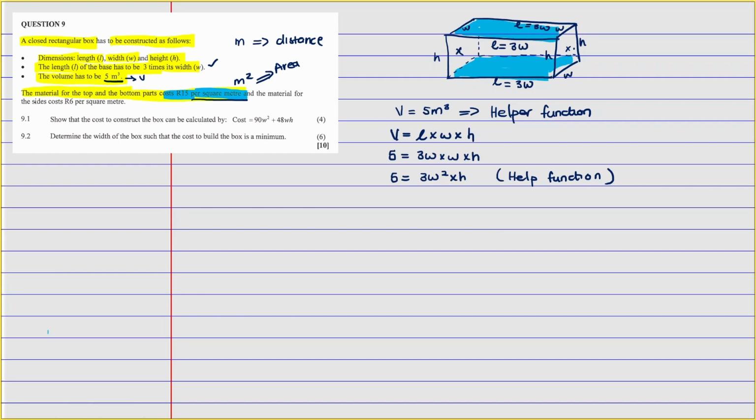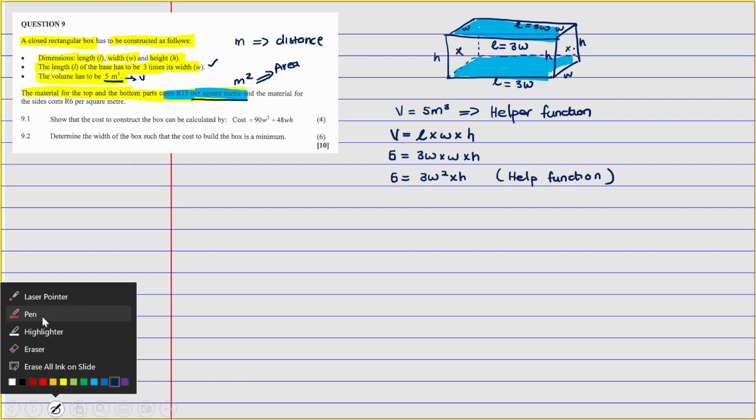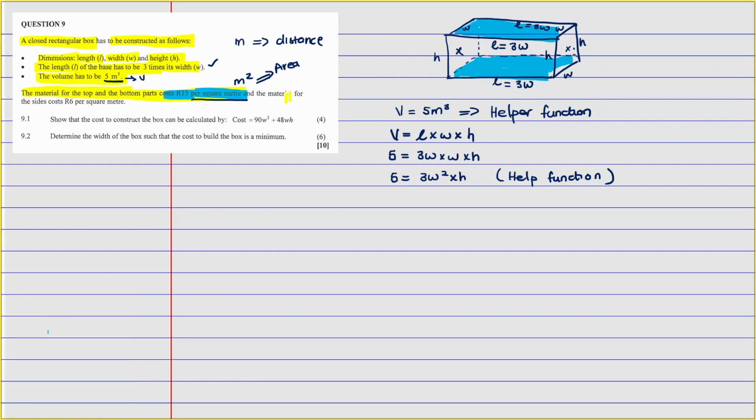And they tell us that the price for the sides is equal to 6 Rand. So the price for the sides is equal to 6 Rand. Are you okay with that? Yes. And you're okay with the fact that we have 4 sides in total? Yes. So now let's look at the question and what it asks from us.